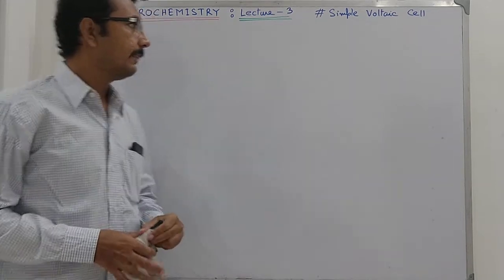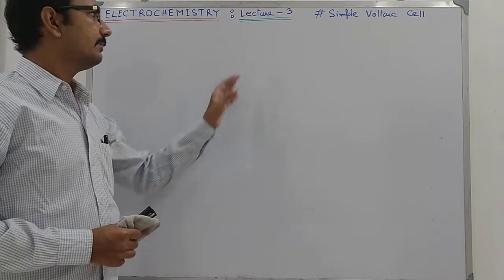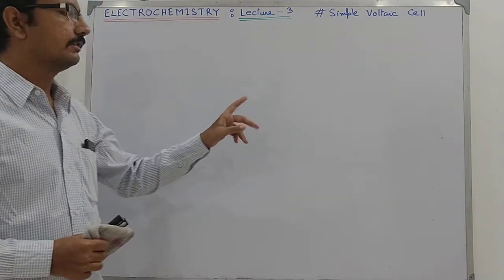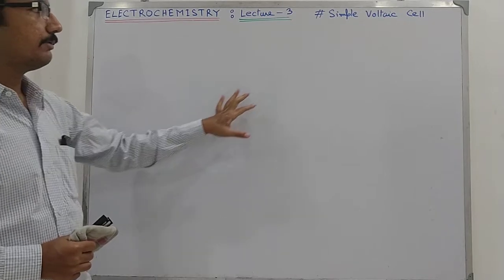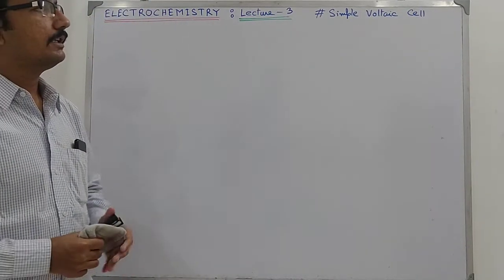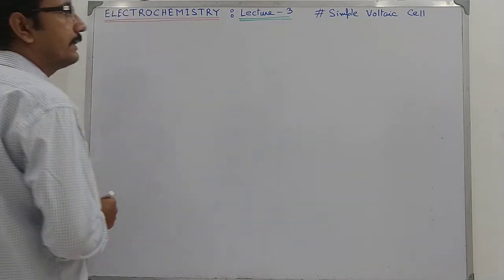Now we will start with the irreversible cell first. In the previous lecture I have shown you the differences between the reversible cell and the irreversible cell. Now the first primitive cell that was designed by Alessandro Volta nearly about 200 years ago is the simple voltaic cell.